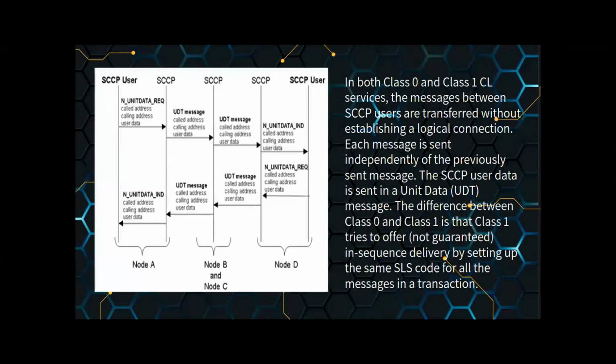Now, from the chart there, you can see that an SSP user sends an N-UNITDATA request, which is then carried in UDT messages from an SSP to an SSP, and the same is true for the return.